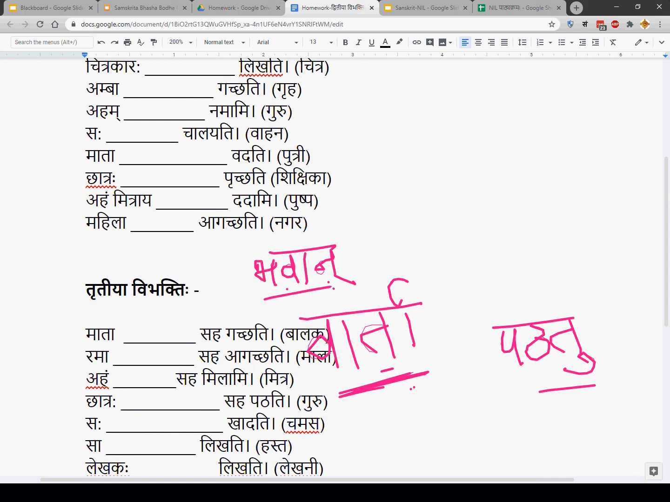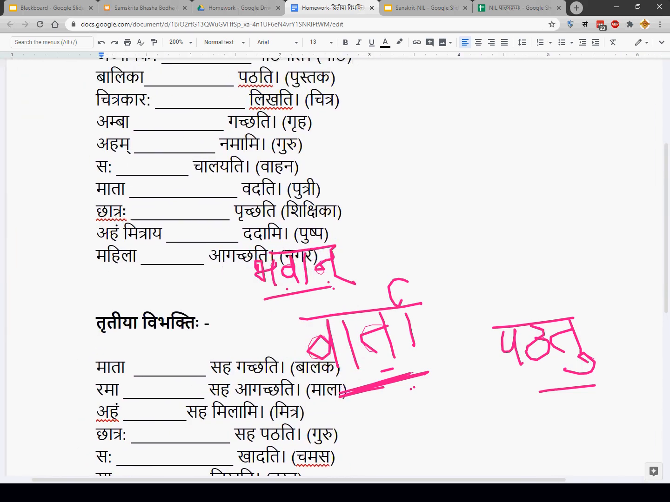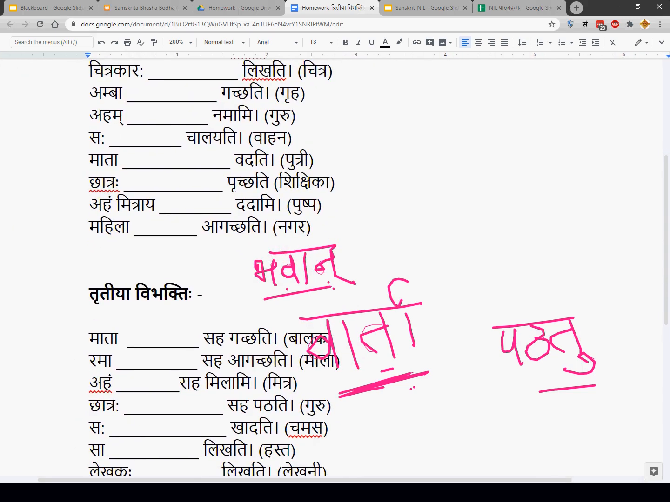Yes, tau is the second case ending for saha. If it is saha, then this is not the second case ending, it is a dvivachana. Anybody? What is the second case ending of Shikshika? Dvitiya Vibhakti.